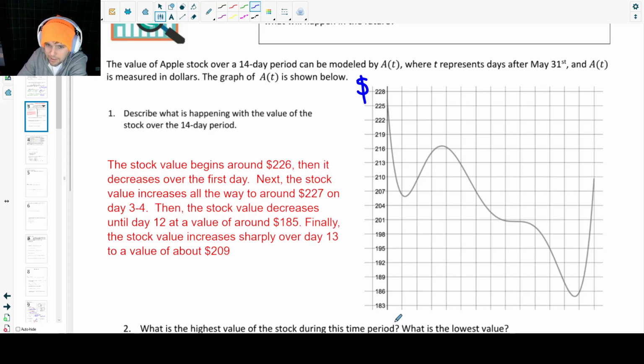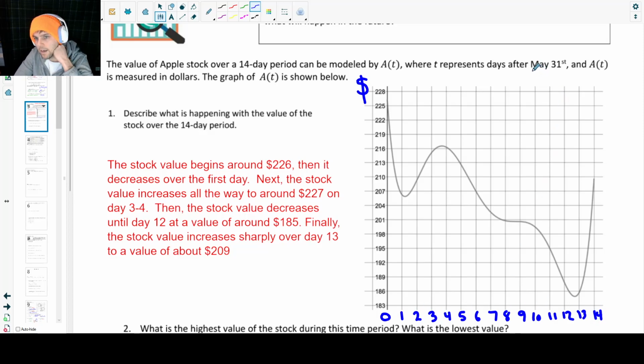Again, we can't really see the x-axis here, but this would represent day 0, day 1, day 2, 3, 4, and I'll keep labeling these just so that it'll be easier to talk about. And then finally, day 14. So we're looking at a 14-day period. Again, this is after May 31st, so this would be May 31st. This would be one day after that, June 1st, and so on. All right, describe what is happening to the value of the stock over the 14-day period.